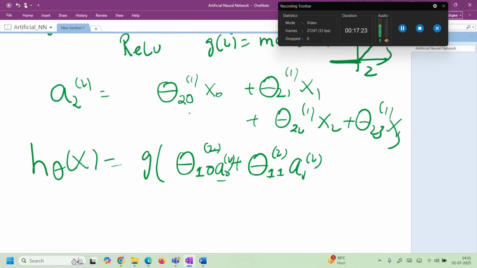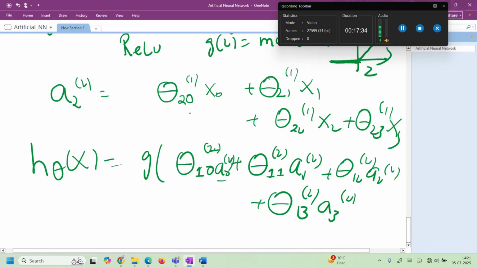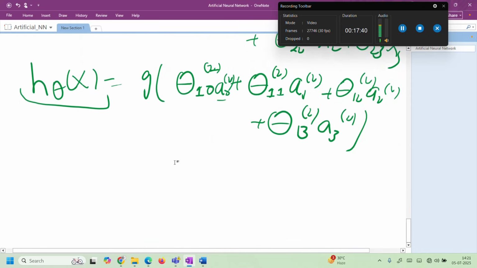Of course a0 of 2 is always 1, plus theta 1 2 of 2 a2 of 2 plus theta 1 3 of 2 a3 of 2. Okay, so now you see this is the final output of this neural network. Now the decision will be made based on this.